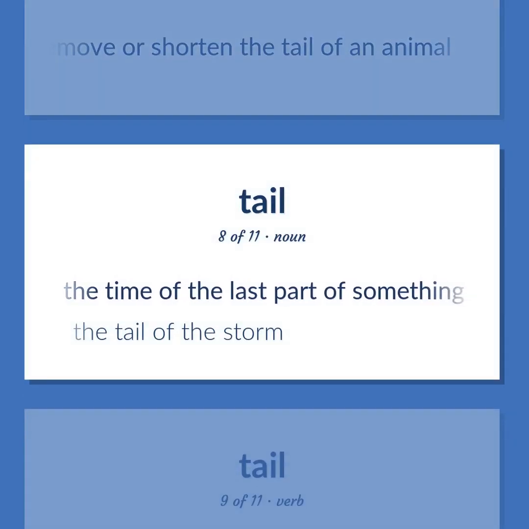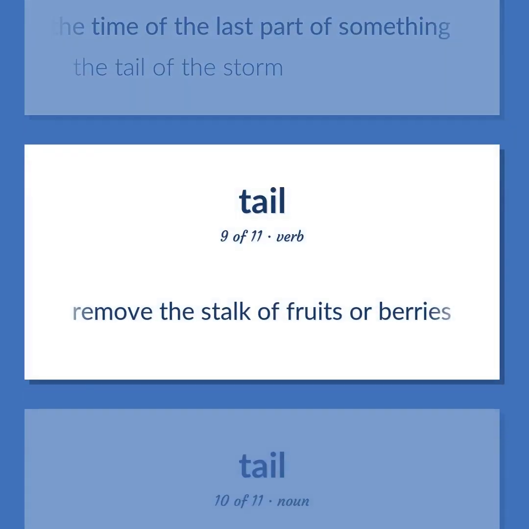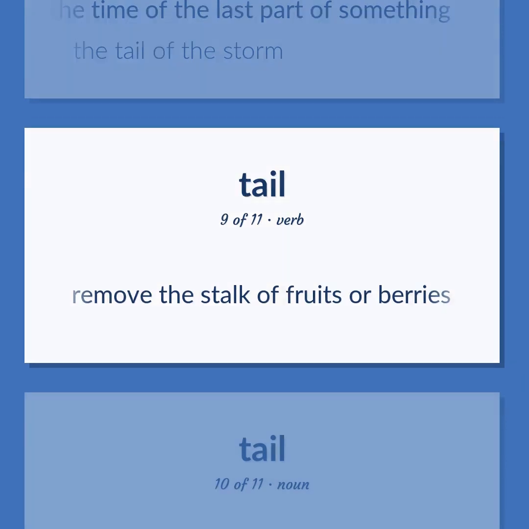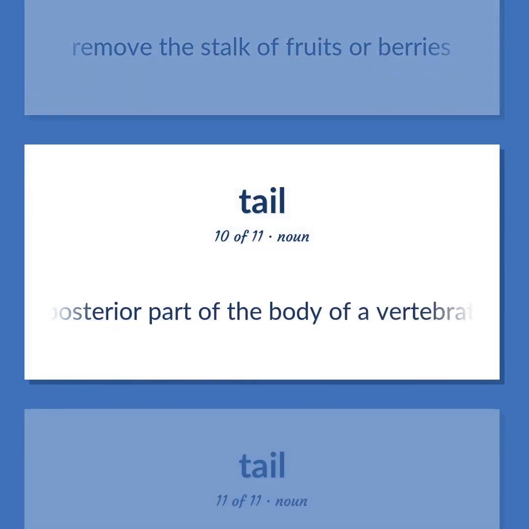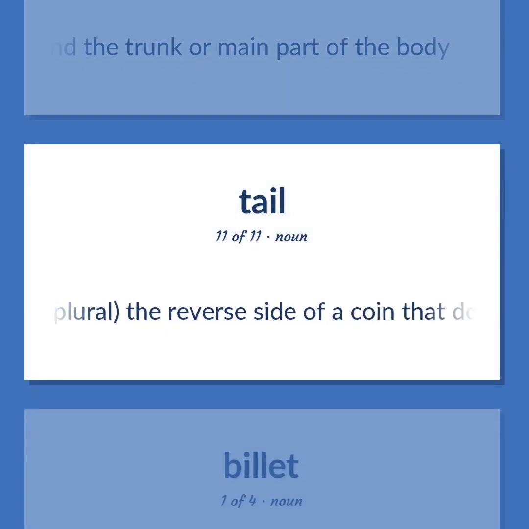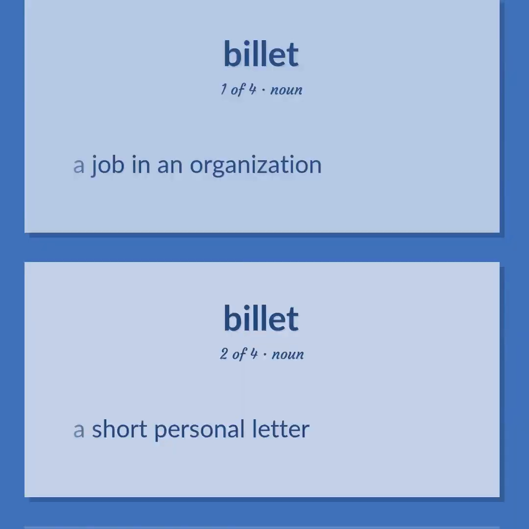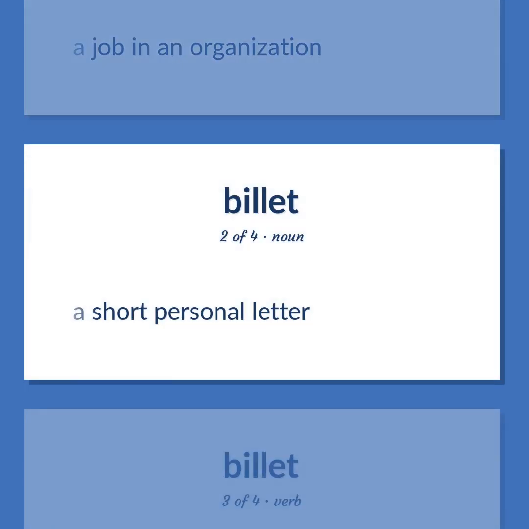The time of the last part of something. The tail of the storm. Remove the stalk of fruits or berries. The posterior part of the body of a vertebrate, especially when elongated and extending beyond the trunk or main part of the body. Usually plural, the reverse side of a coin that does not bear the representation of a person's head. A job in an organization. A short personal letter.